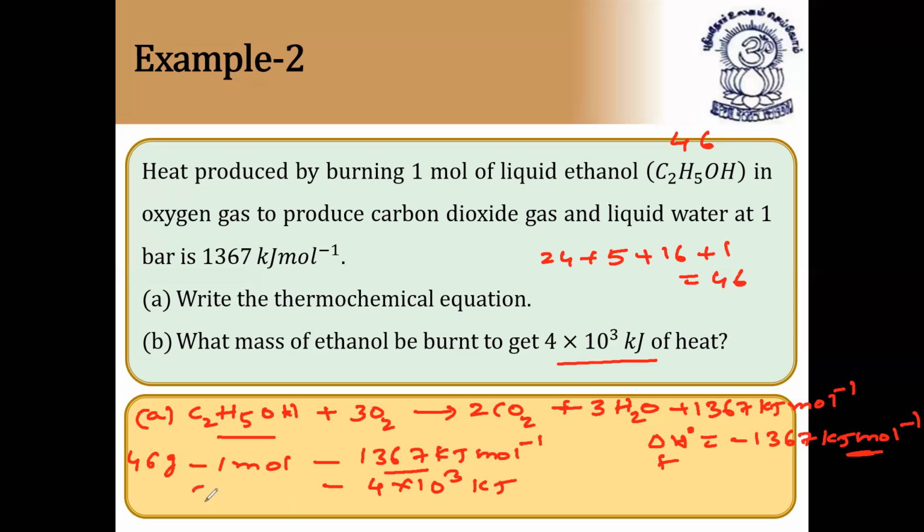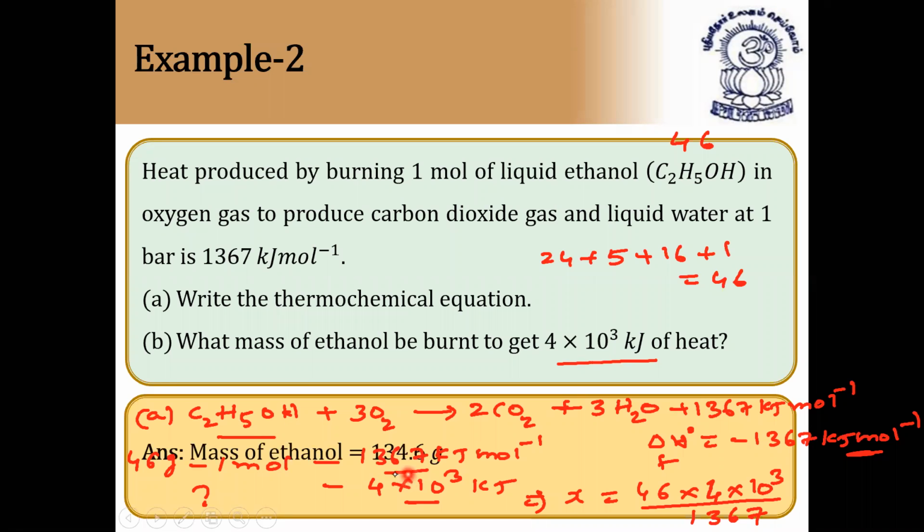Similarly, how many grams of ethanol must be burned to give this much energy? It implies X is equal to 46 into 4 into 10 to the power of 3, because 1 mole, divided by 1367. If you calculate this, you'll definitely get the answer. So please note it down. Very, very important numerical. So the mass of ethanol is equal to 134.6 grams.